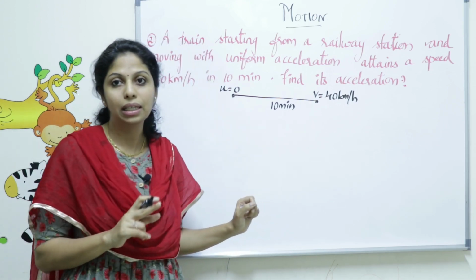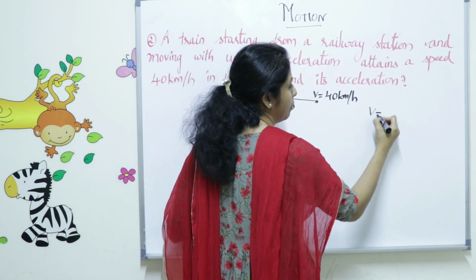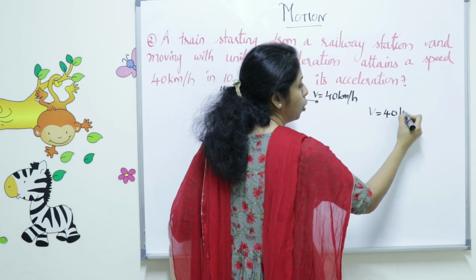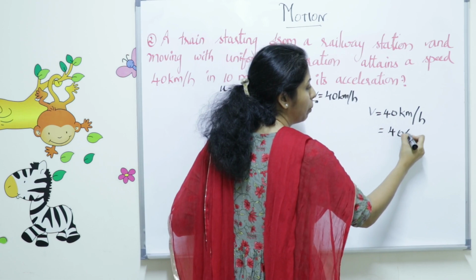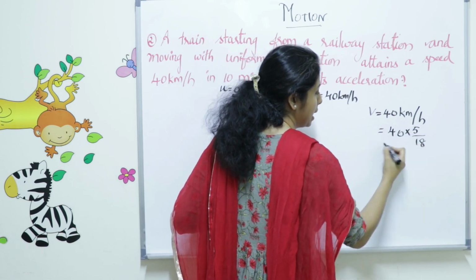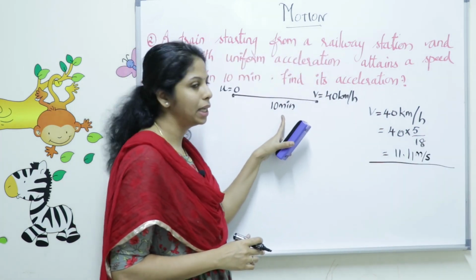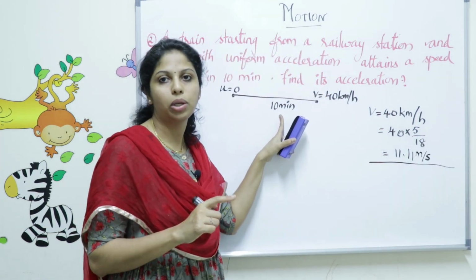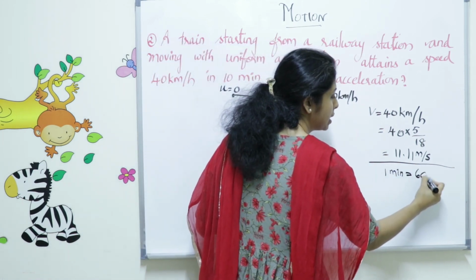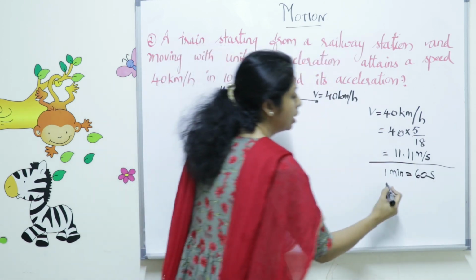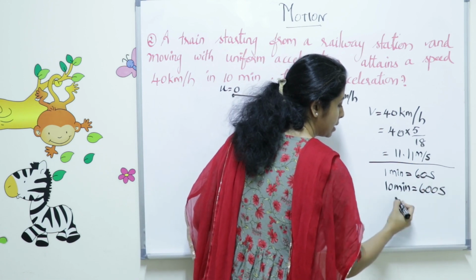So, we have already learned how to convert. Converting velocity, which is 40 km per hour, what should we do? We have to multiply by 5 by 18, which is equal to 11.11. Now, how do we convert minutes into seconds? We know that 1 minute is equal to 60 seconds, right? So, we have to convert 10 minutes. What will 10 minutes be? 10 minutes will be 600 seconds.